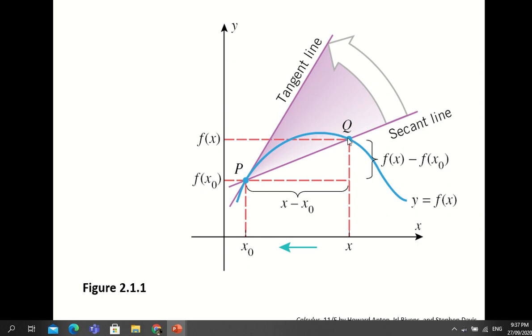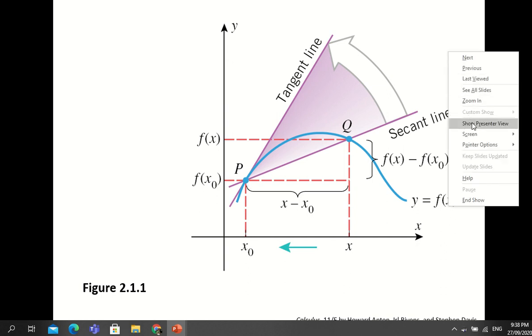from this point Q going to point P, what will happen is that our secant line will move towards the tangent line, right? For example, if the point is here, we see that the secant line now is this line. I'll show you the point.